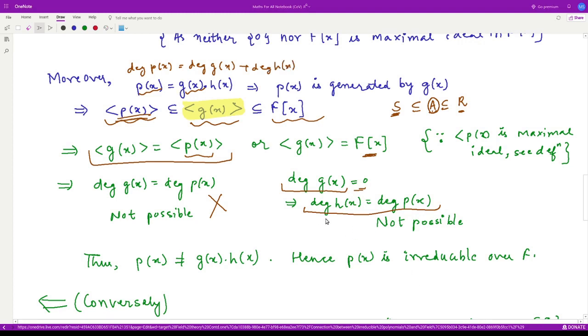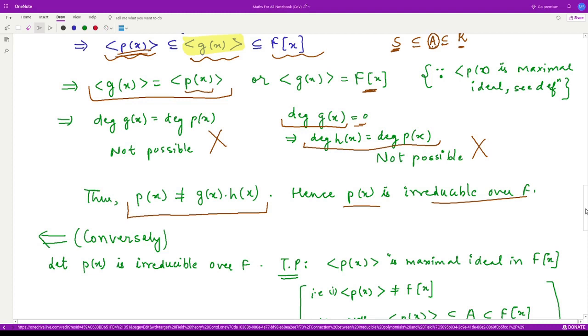So this is also not possible because we have assumed that the degree of h(x) is less than the degree of p(x). So this case is also not possible. So we reached a contradiction. That means we cannot write p(x) as the product of these two polynomials. Hence p(x) is irreducible over F. So this is one part.